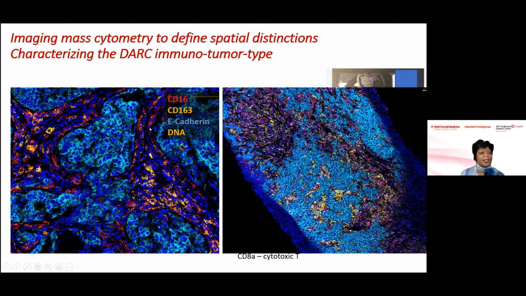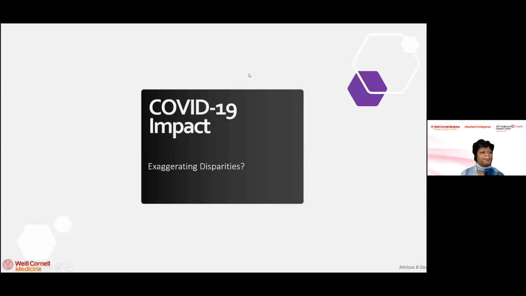This means that DARC is probably a prognostic indicator of a tumor immune response, and whether or not you have high expression of DARC could be correlated to genetic ancestry.